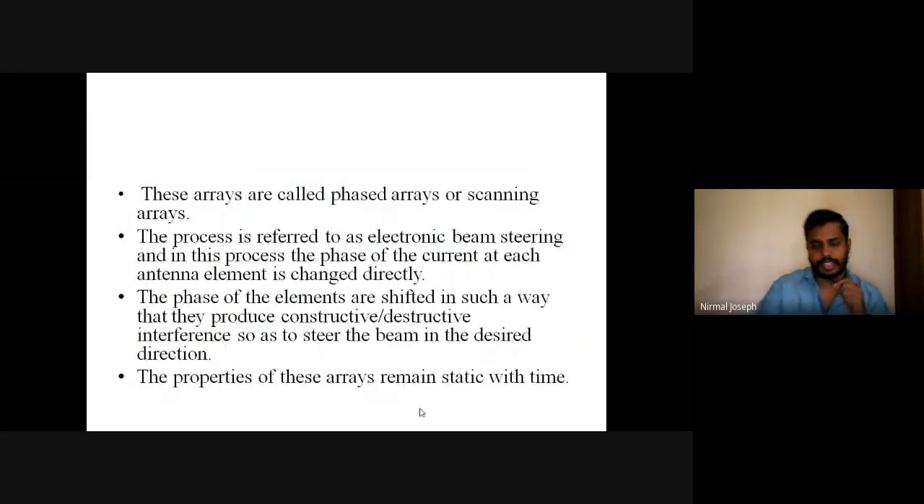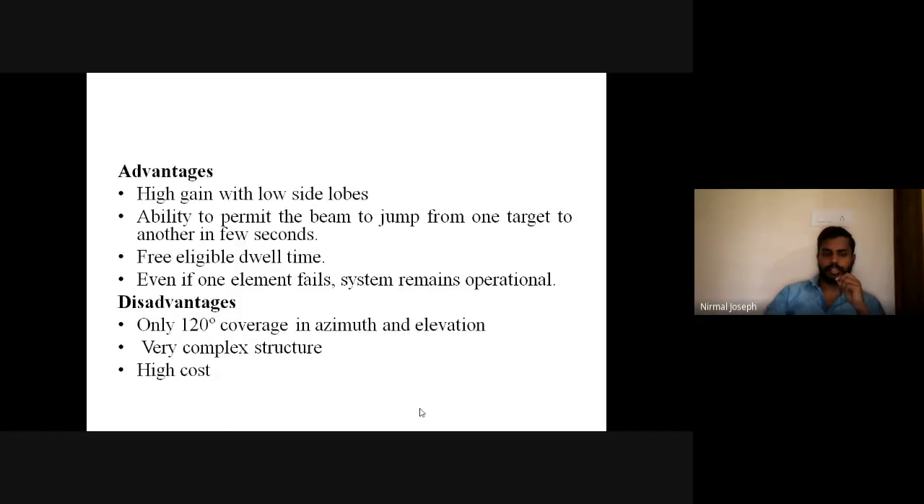The properties of these arrays remain static with time. Remaining static with time means it is not going to change with respect to time, since we are not going to change the phases with respect to time. Then the advantages: high gain and low side lobes. High gain means a lot of elements are constructively interfering, and side lobes will be low, because the constructive interference takes place only in one direction, and in all other directions the interference will be destructive.